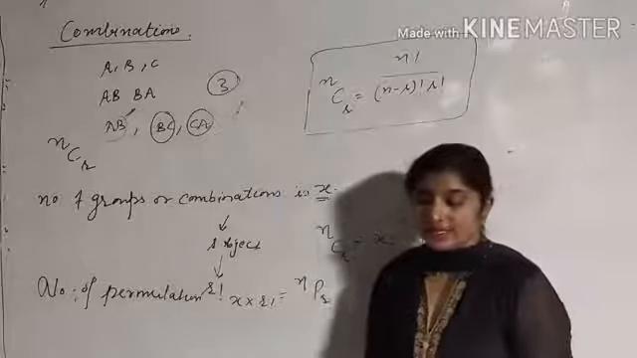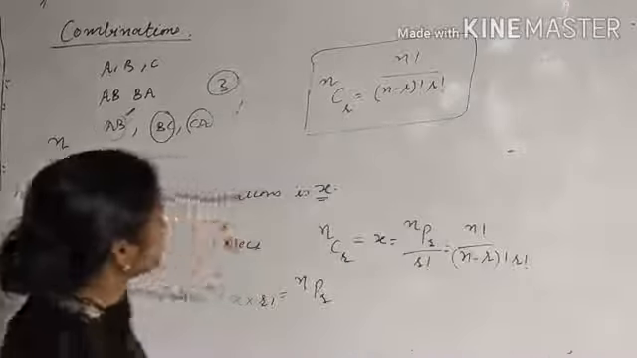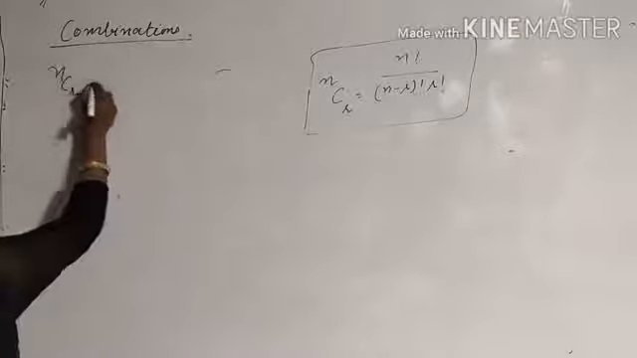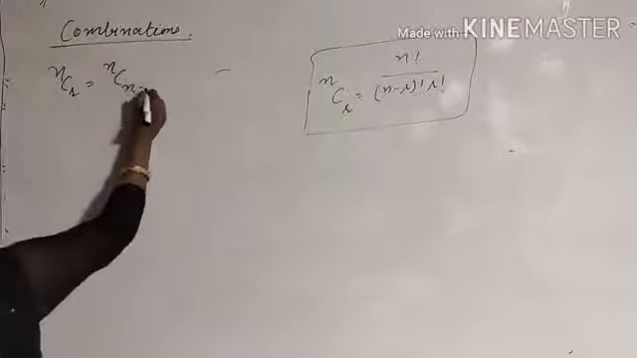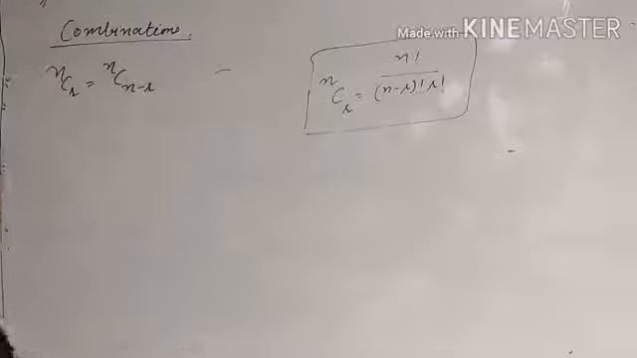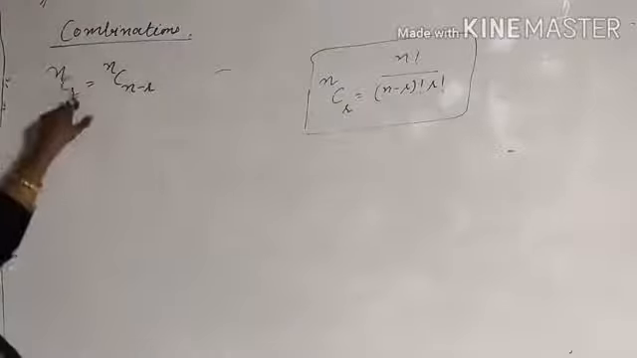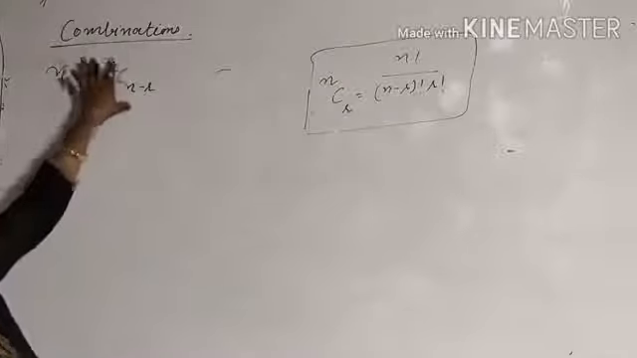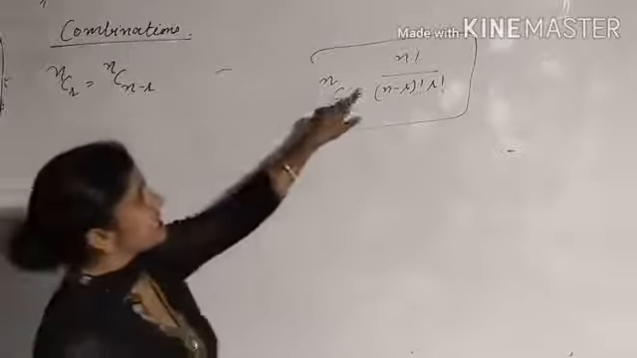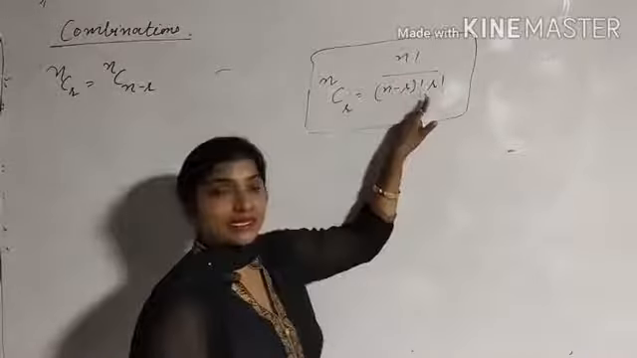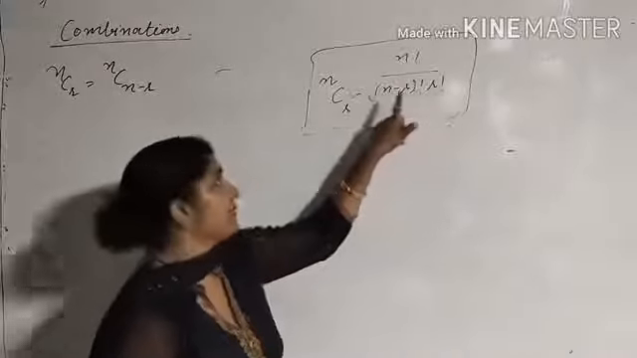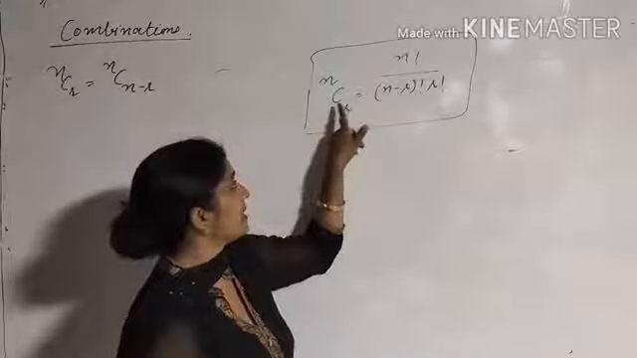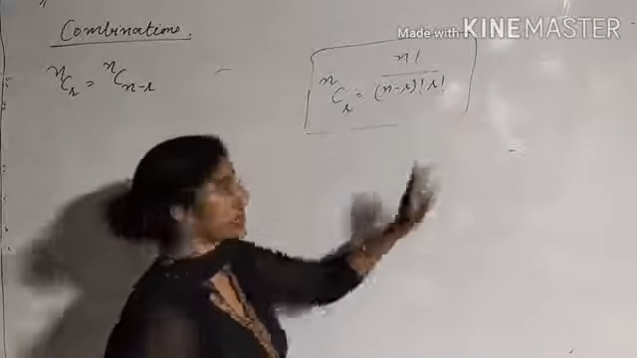Right? Let's do some numerical problems based upon it. The first problem is to show that nCR is equal to nC(n minus R). We start from the right hand side. Now by the formula, nCR is n factorial over n minus R factorial into R factorial.